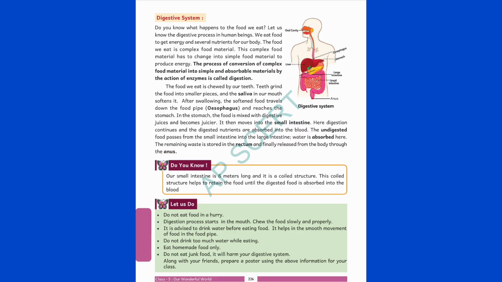It is advised to drink water before eating food. It helps in the smooth movement of food in the food pipe. Do not drink too much water while eating. Eat homemade food only. Do not eat junk food. It will harm your digestive system. Along with your friends, prepare a post using the above information for your class.